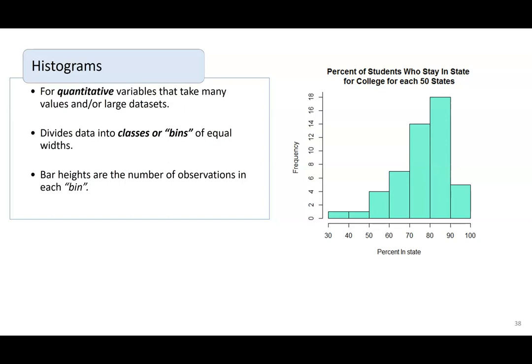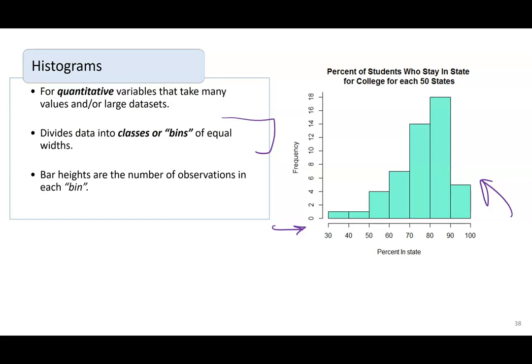Next are histograms. These are really, really popular, especially if you have a very large data set. One of the things you do, yes, it does have bars. You divide the data into classes or bins of equal widths. So you might decide, I'm going to take bins of 10, from 30 to 40, from 40 to 50, 50 to 60, that kind of idea. Somebody decided ahead of time that each of these tick marks would be 10 apart. You could have picked any number, but they picked 10. 10 is pretty popular.